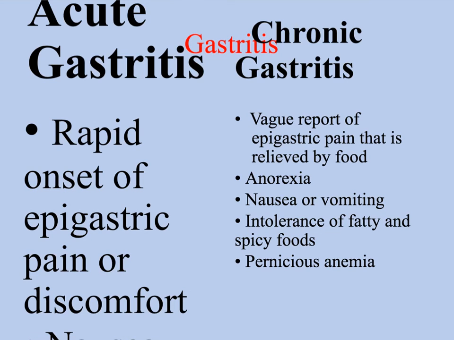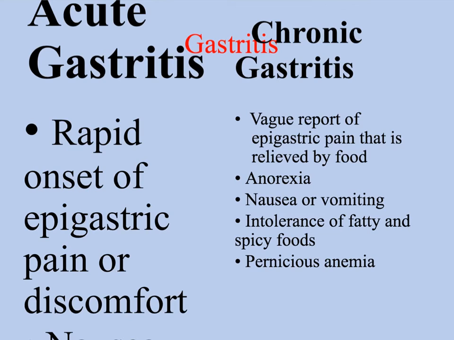These are kind of comparing and contrasting how an acute gastritis and a chronic gastritis would present. We know that acute is usually that rapid onset of epigastric pain, discomfort, nausea, vomiting, things like that. Chronic gastritis is going to be a little more vague and a little less dramatic, developing slowly over time. Anorexia, because they'll lose their appetite just because of that constant nagging stomach discomfort, and an intolerance of fatty and spicy foods.